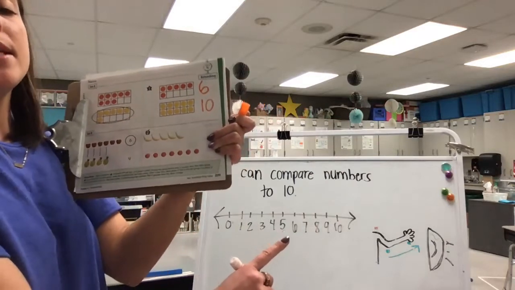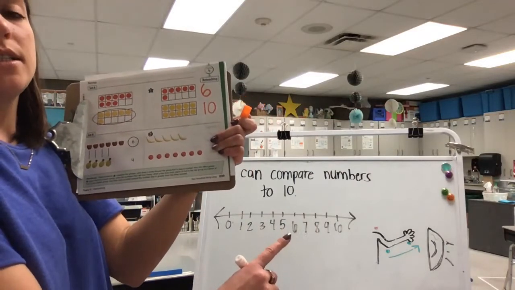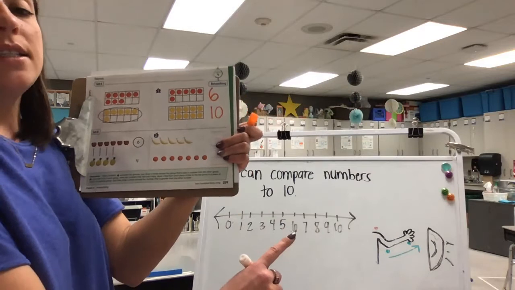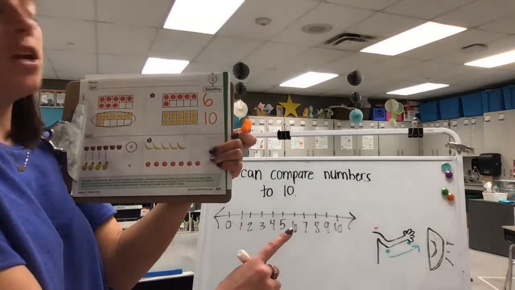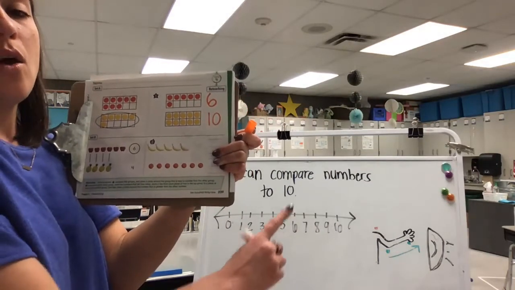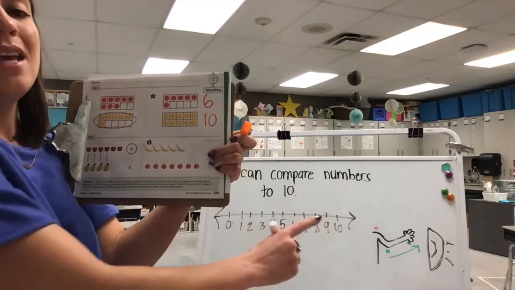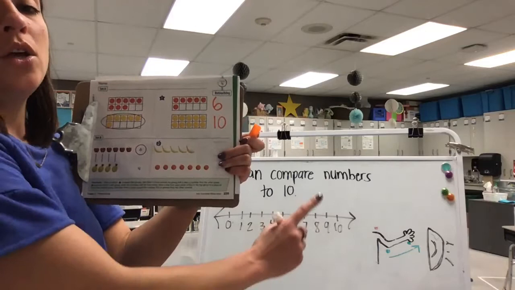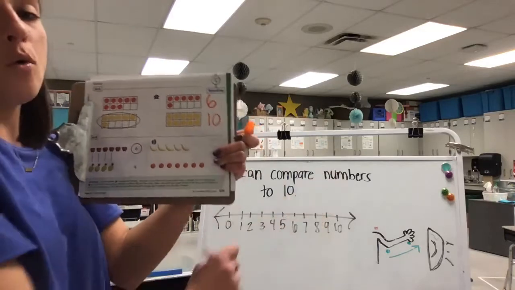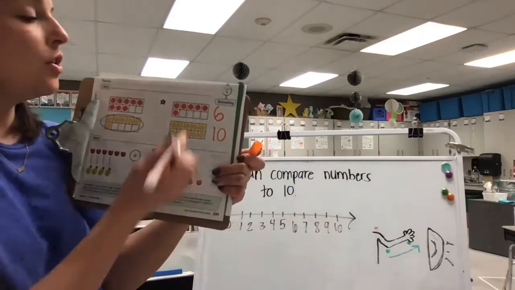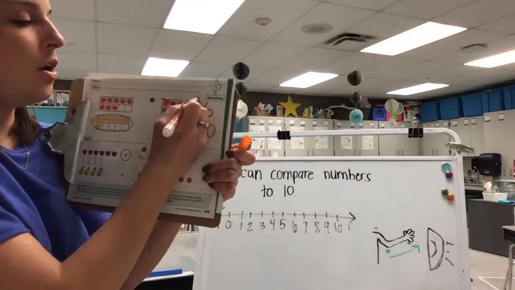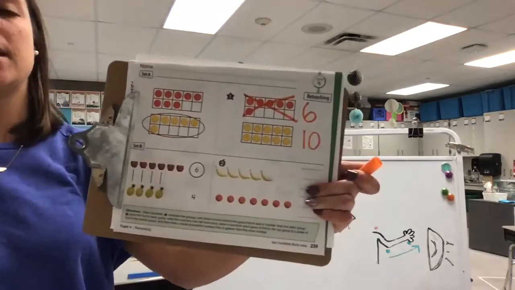6. That means that 6 is what to 10? 6 is less than 10. We know that because if we keep moving, 1, 2, 3, 4 spots on the number line, 10 is 1, 2, 3, 4 more than 6. So we're going to mark an X on our 10 frame with the 6 counters.